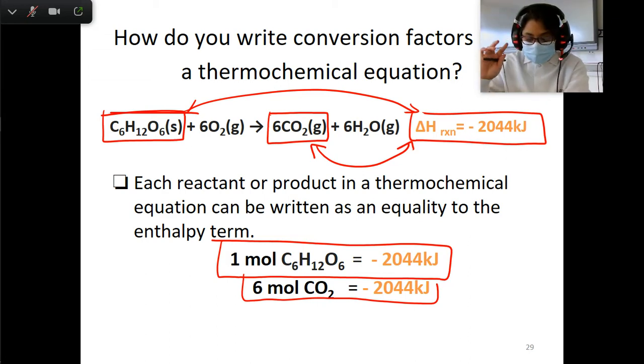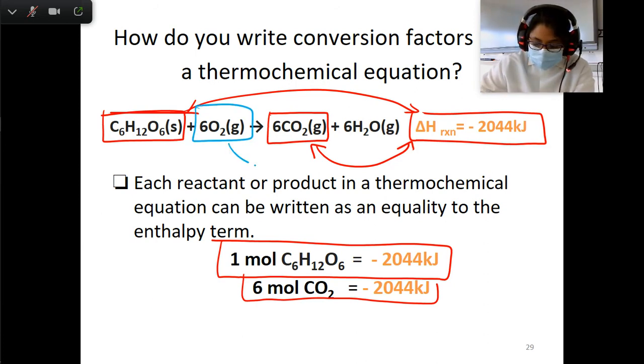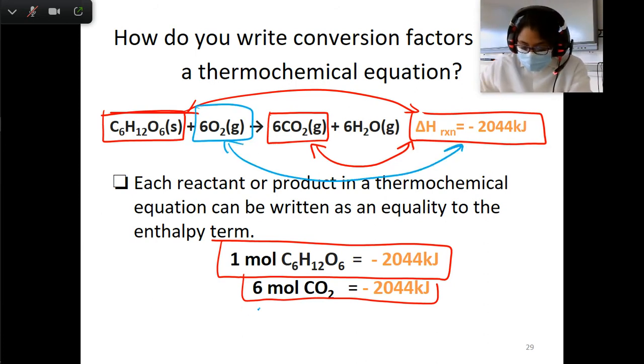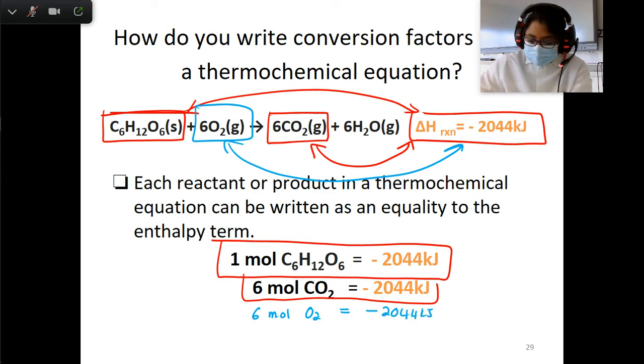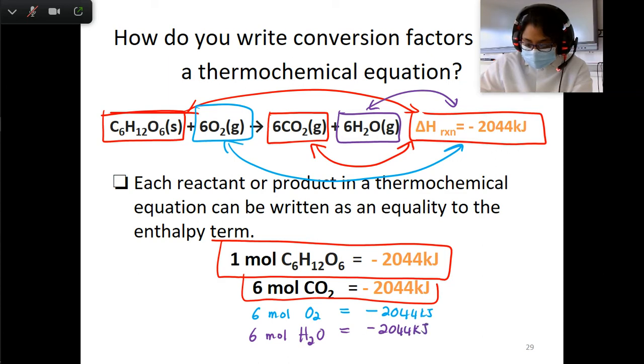You can also write two more things. I can write it in terms of the oxygen. Then I would write 6 moles of O2 is equal to negative 2044 kilojoules of energy. What if I write it in terms of the water? We don't want water to feel left out. 6 moles of water is equal to negative 2044 kilojoules of energy. Now, I have 4 equalities for the same reaction, and in all of them, the amount of energy has stayed constant.